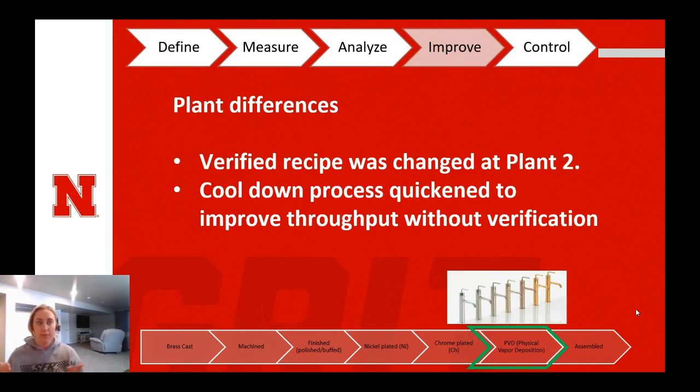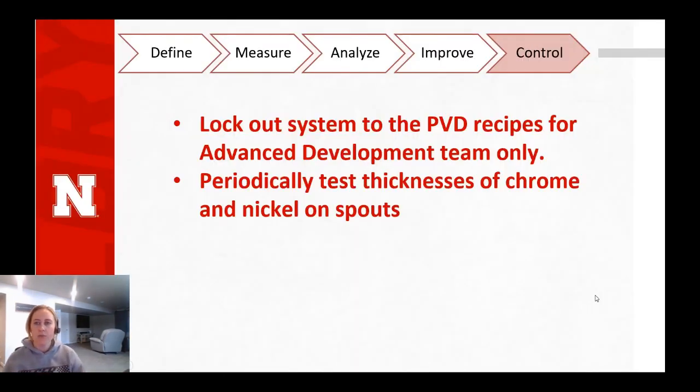We just don't have time within the time frame of this class, but we can say that there was indeed that factor. To control that process is really locking out the system. We haven't done this in the past, but it is capable of doing it: locking up the temperatures, locking up the recipe controls. The timing of when they're heated up and cooled down is critical. So locking that out for our advanced development team who creates these recipes makes sure that nobody's messing with them and changing those times. That's happening throughout the week.